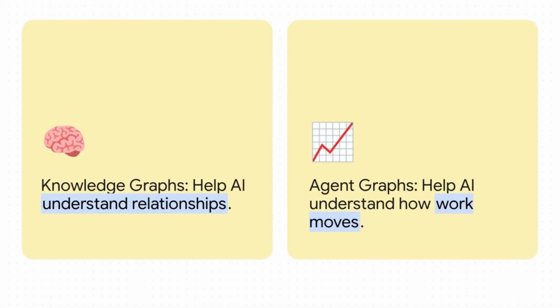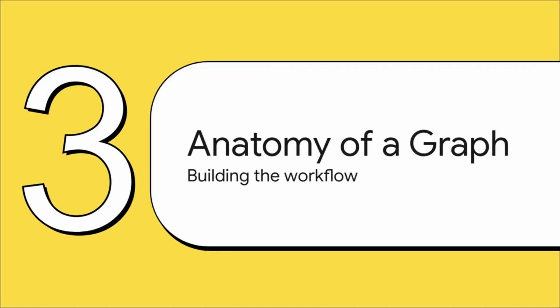Now, it's really crucial to distinguish between two concepts here. A knowledge graph helps AI reason over relationships and messy data. But today, we are focusing entirely on agent graphs. Agent graphs help the AI understand how the work itself should move. They act kind of like a small, managed team moving a project forward, step by step. All right, section 3, the anatomy of a graph.